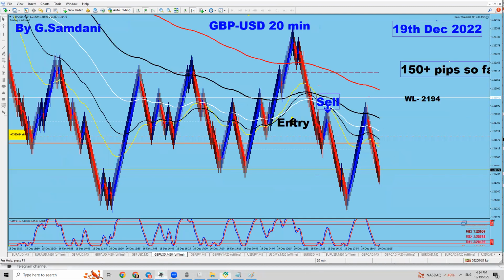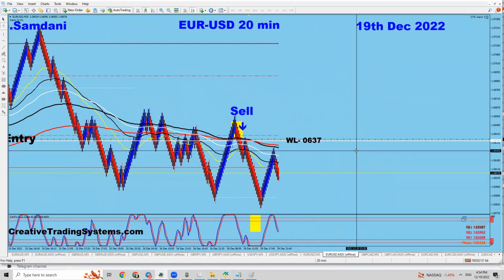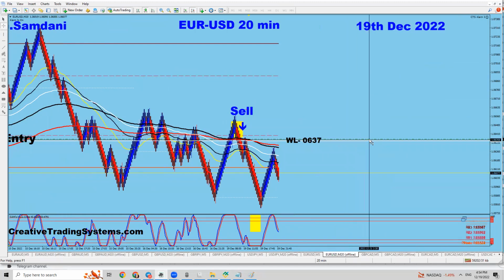One more look how it's doing on USD. How much? Whatever. Close.